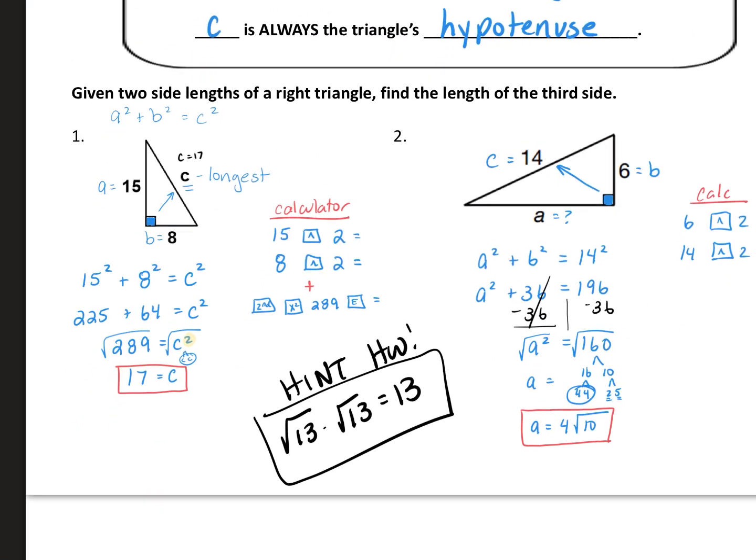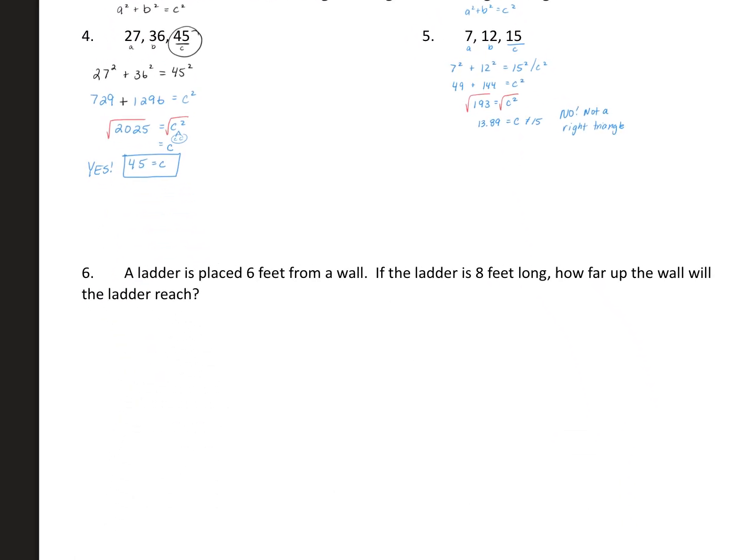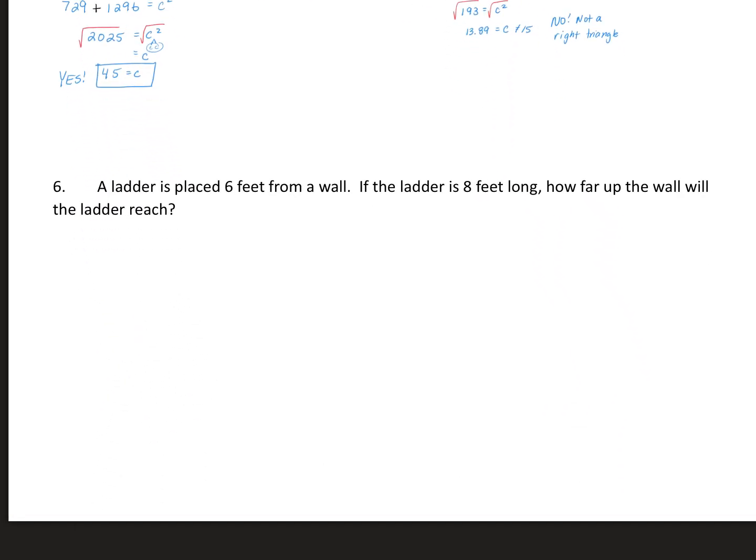Okay, so we finished through here. Now we are on the bottom of the back page of your notes. Let's read this here. It says a ladder is placed 6 feet from the wall. If the ladder is 8 feet long, how far up the wall will the ladder reach?